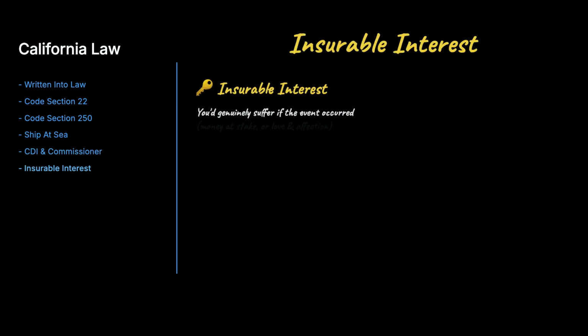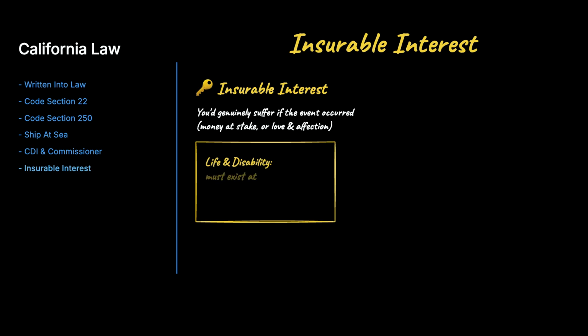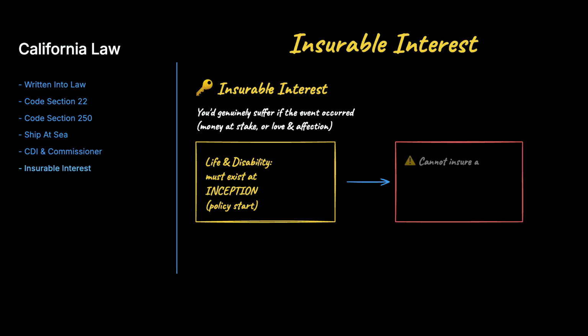Next comes insurable interest, and the timing is precisely where points are won or lost. Insurable interest means you would genuinely suffer if the insured event occurred, whether from money at stake or love and affection. For life and disability, that interest must exist when the policy takes effect at inception. You cannot insure a wealthy stranger from the news.